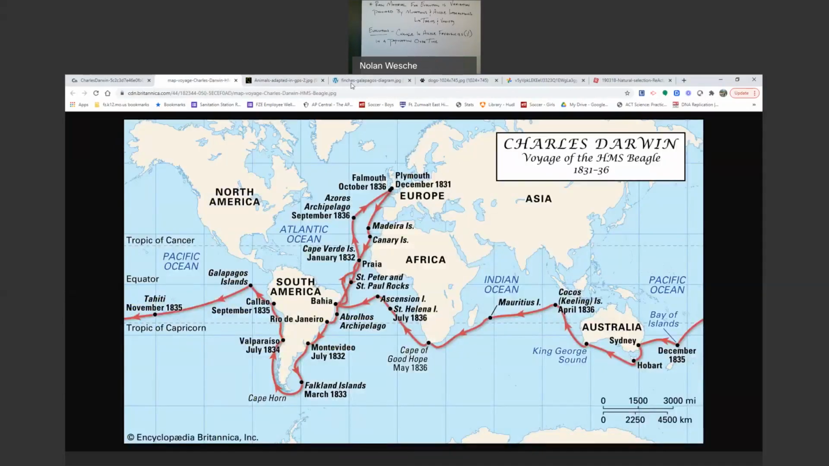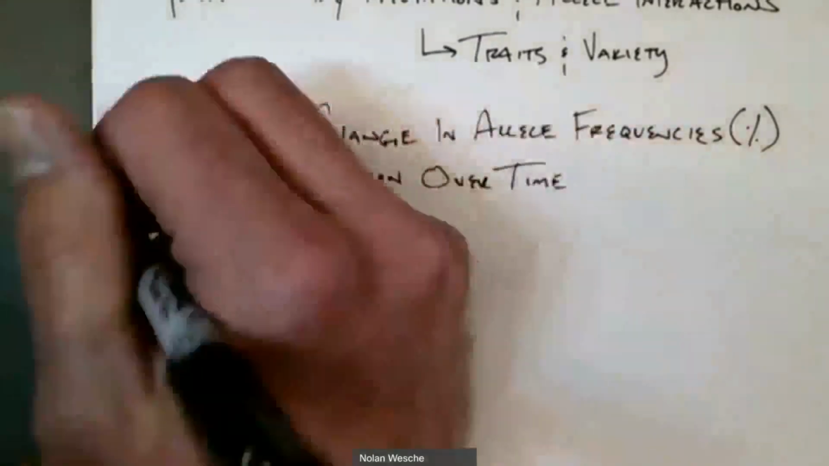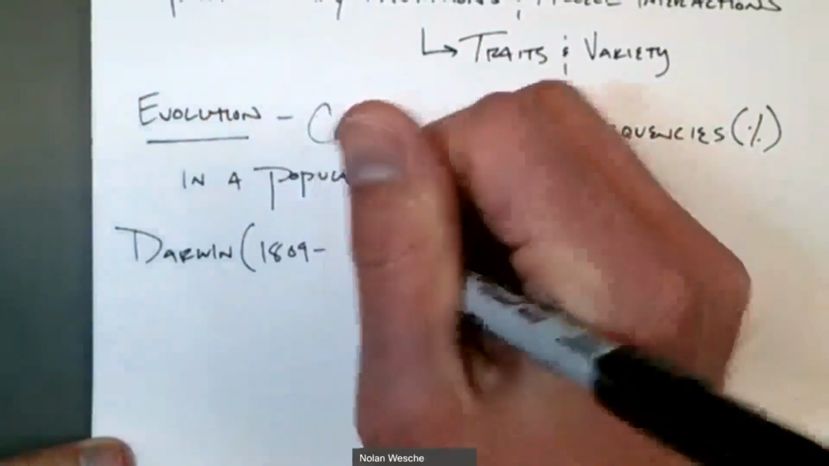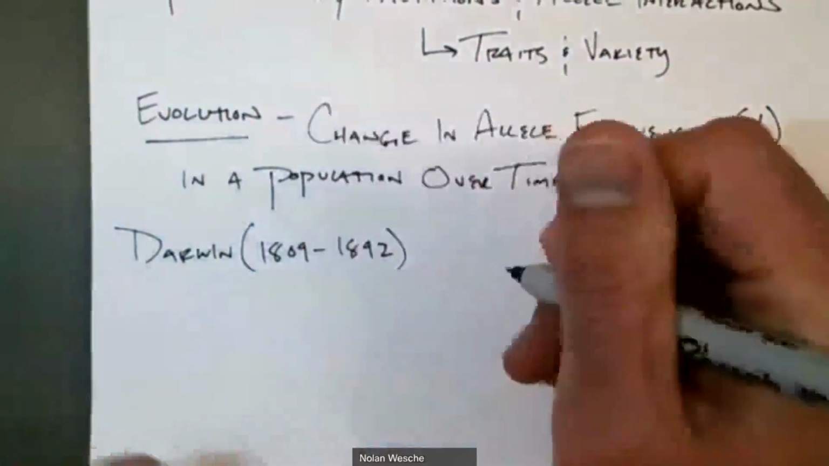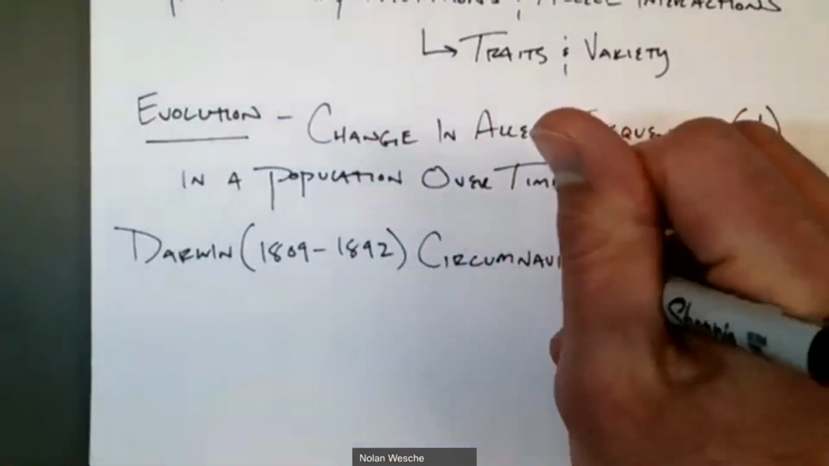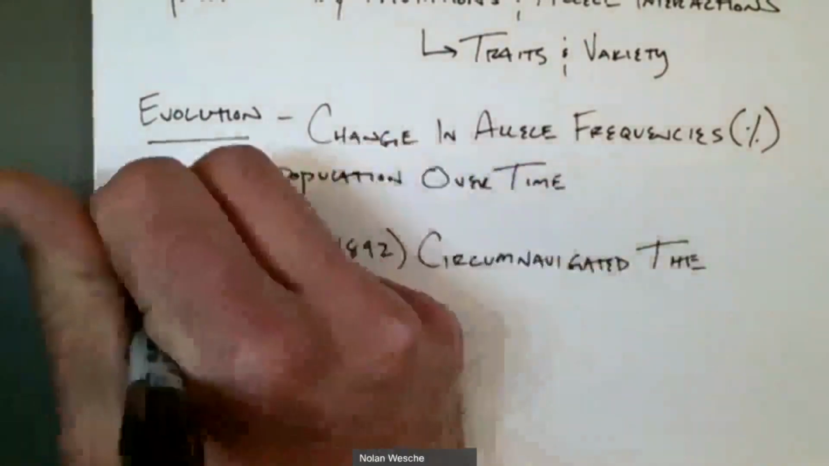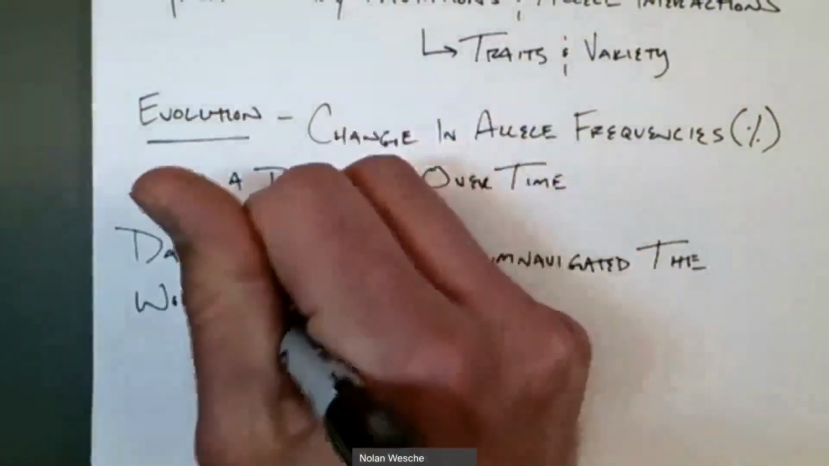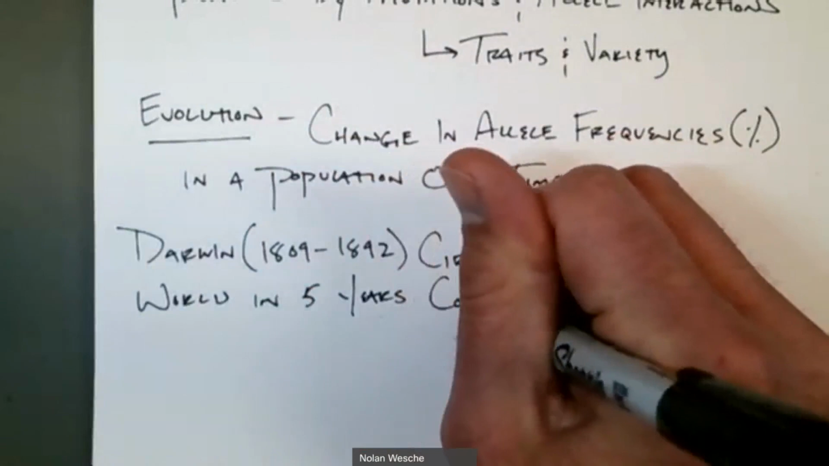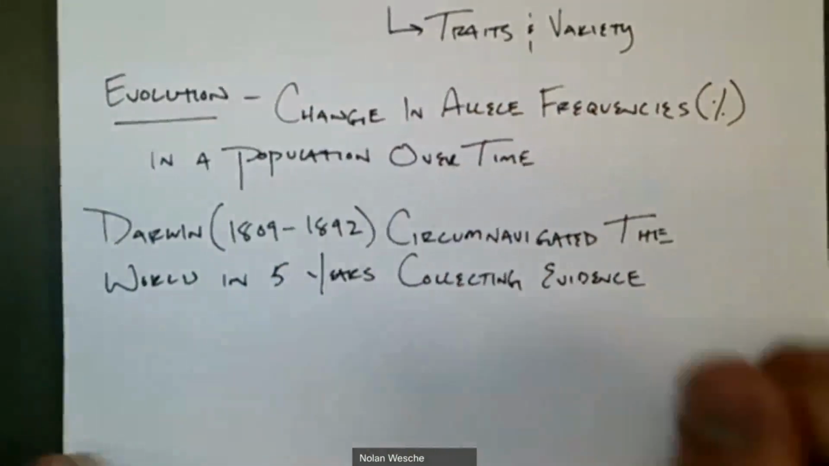So we're going to stop sharing this, and we're just going to make a couple of these notations so we don't forget. So again, we're talking about Darwin, Charles Darwin. And we're talking 1809 through 1892. And again, what he did is he circumnavigated the world in 5 years, collecting evidence that species change over time.